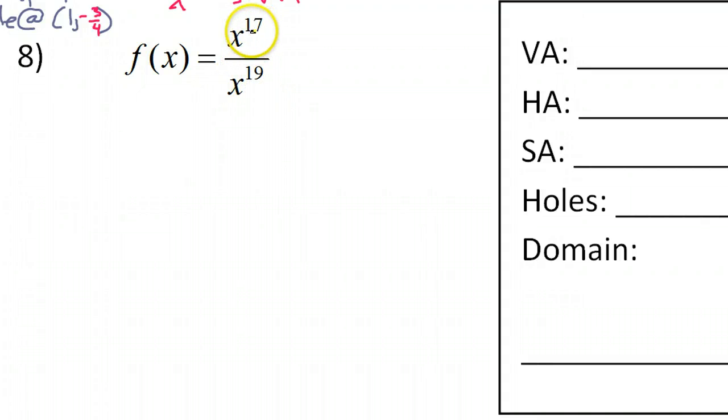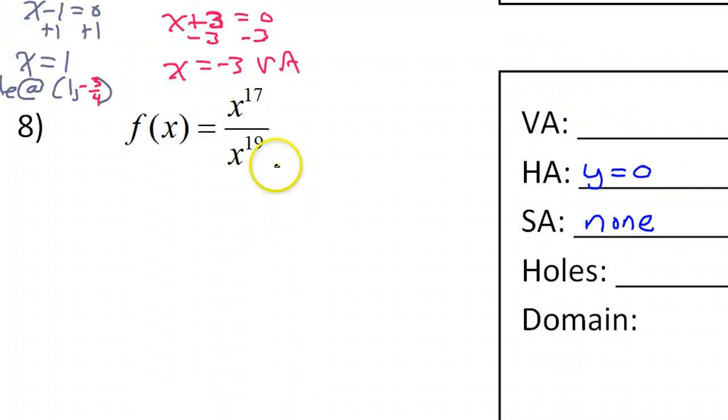If the degree of the numerator is less than the denominator, then there will be a horizontal asymptote at y equals 0. So that's the case here. That means there will be no slant asymptote. Slant asymptotes happen when the top degree is 1 higher than the bottom degree. So no slant asymptote. Now let's talk about vertical asymptotes and holes.